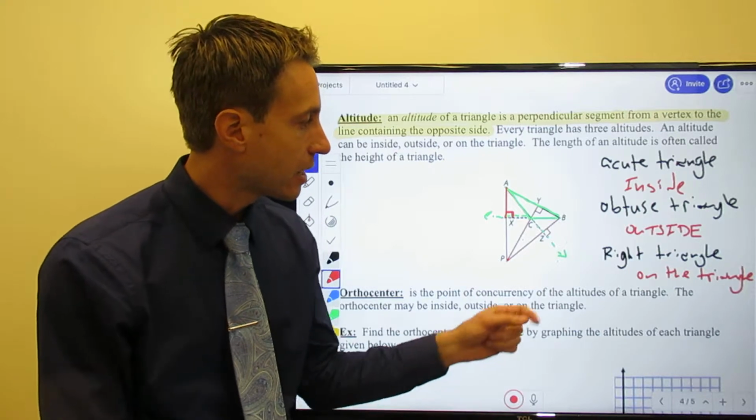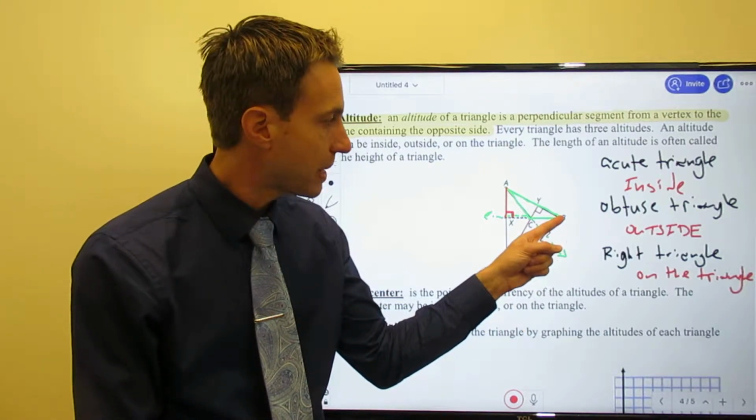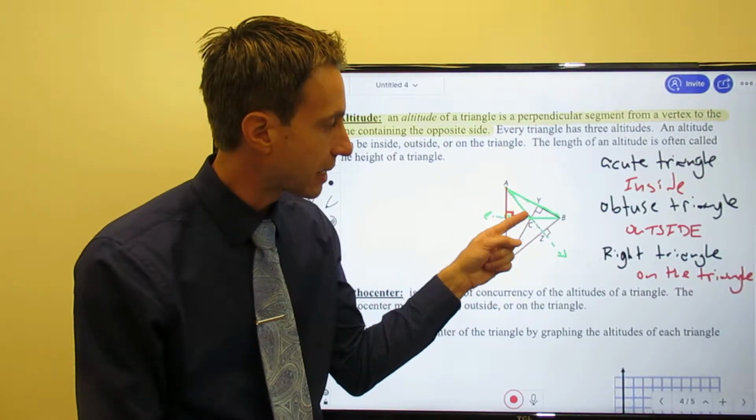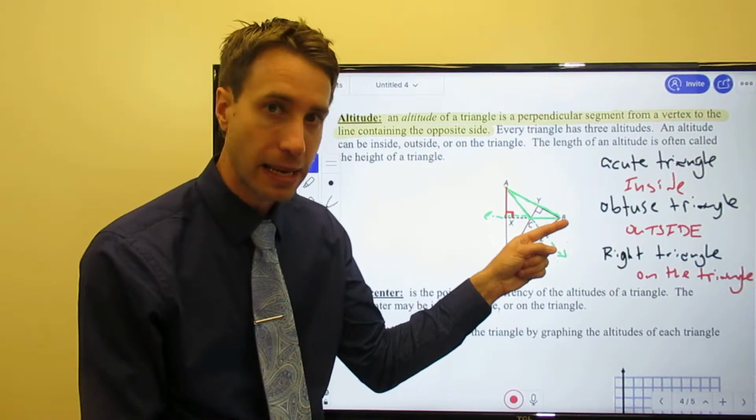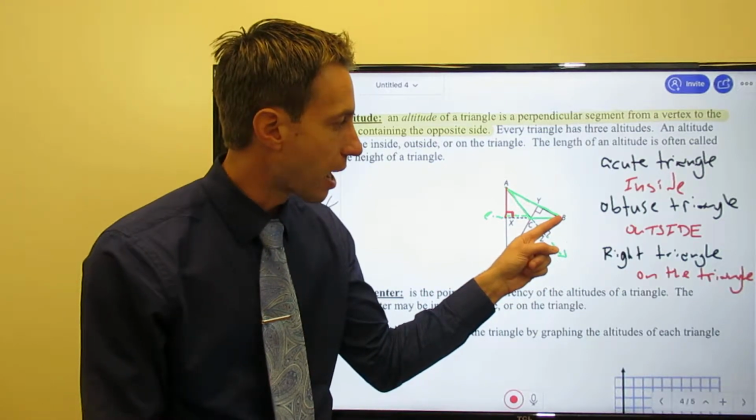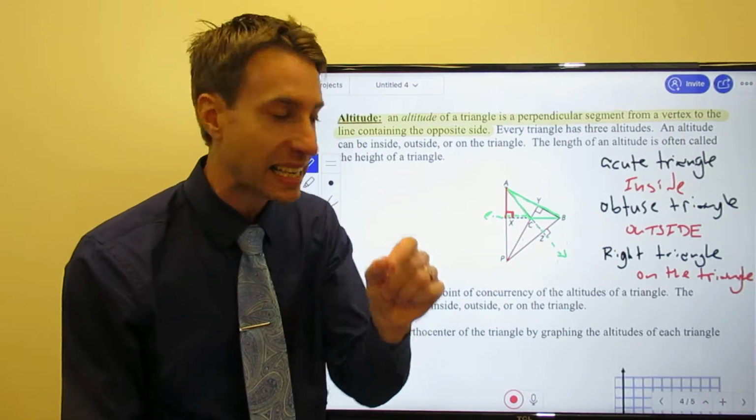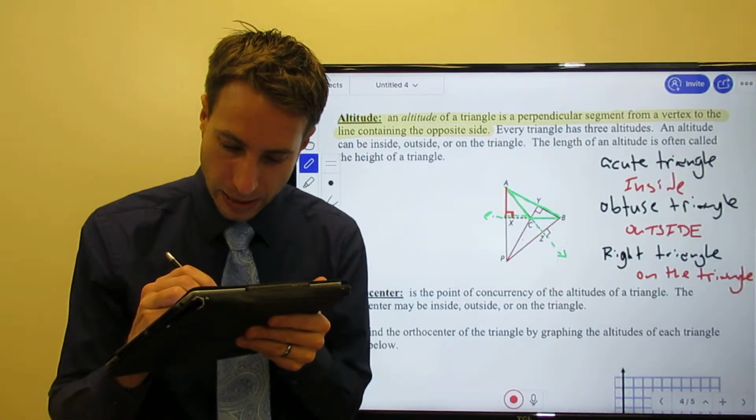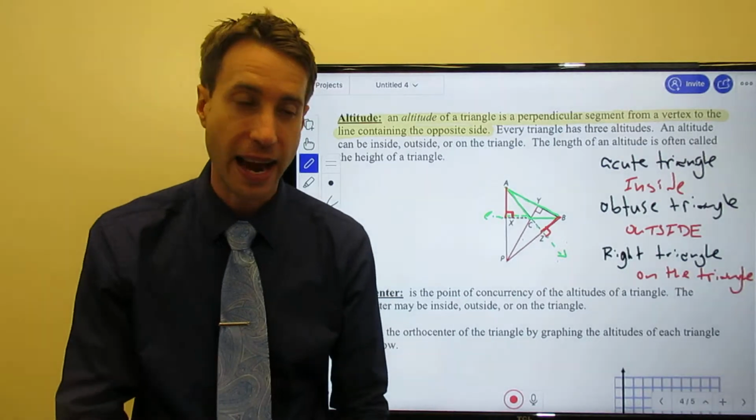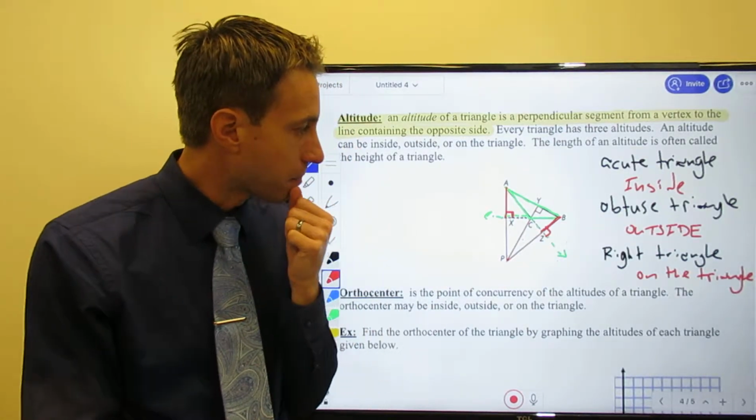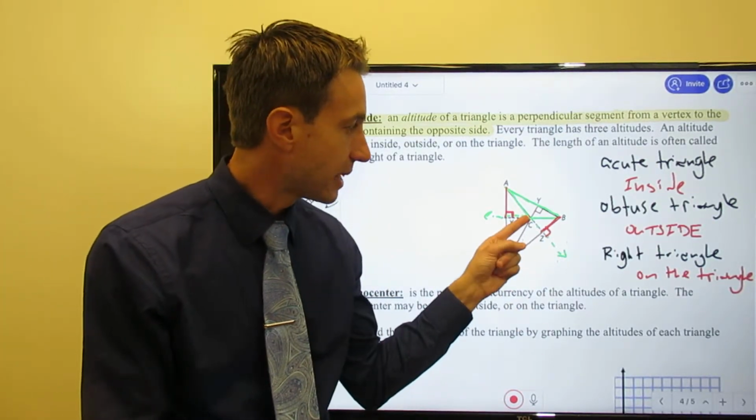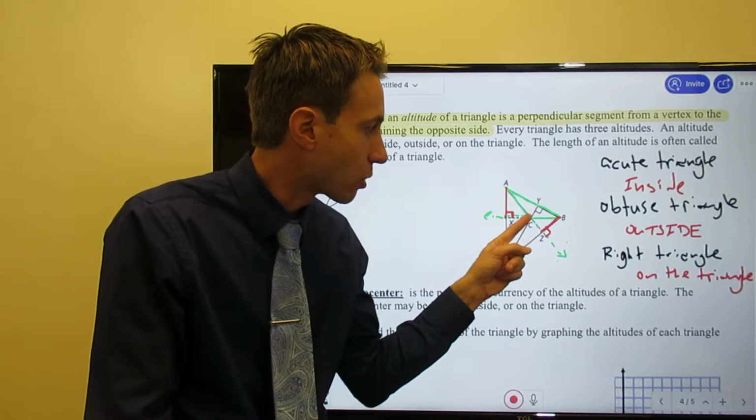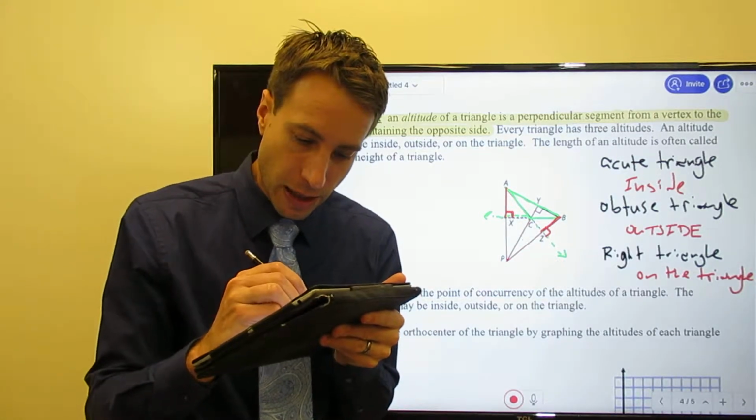And the exact same thing here. Vertex B. I need to draw an altitude from B to the side that's opposite. AC is opposite B. But there's no way to draw a perpendicular line from B to AC unless I draw that line extending outside of the triangle, which is exactly what I did right there. So that's where those two come from. Now C. C, I can. From my vertex C, the side opposite is AB. So I'll draw that perpendicular line.